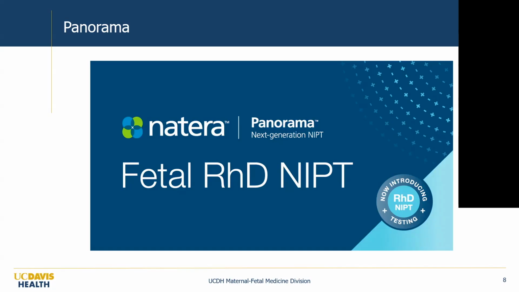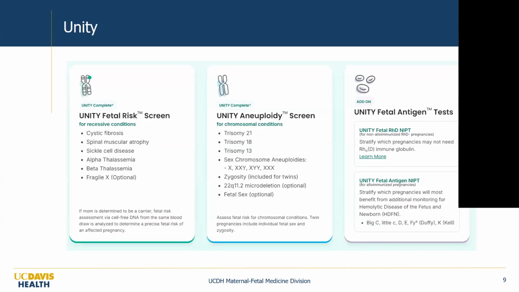It's actually very sensitive. Where it fails is if there is some kind of mutation in the RHD antigen on the fetal red cell, then this test sometimes fails. Or if there is a mutation in the mom's RHD gene, then it also fails. Then there's another test called Unity. Same concept as Panorama. They also have the aneuploidy screening, which is the trisomies.